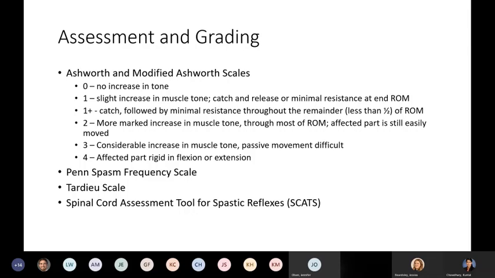And then there are a couple of patient population or diagnosis specific multi-assessment tools. For spinal cord injury, there's one called the Spinal Cord Assessment Tool for Spastic Reflexes, or SCATS, which grades the severity of clonus, degree of flexor spasms, and degree of extensor spasms after a movement from a flexed position. So just a few more factors all combined. Again, those are mostly going to be used in the research setting, but just be aware that these things exist.